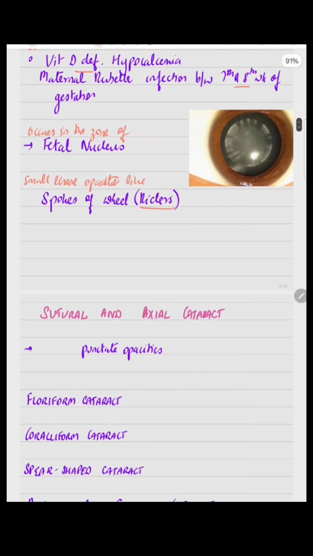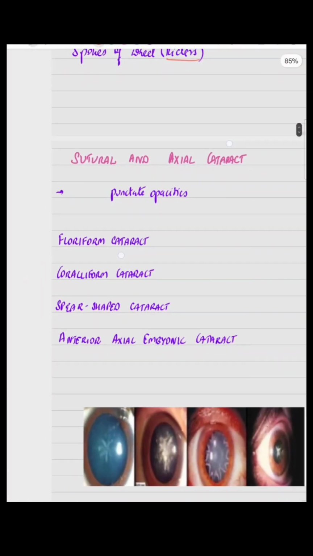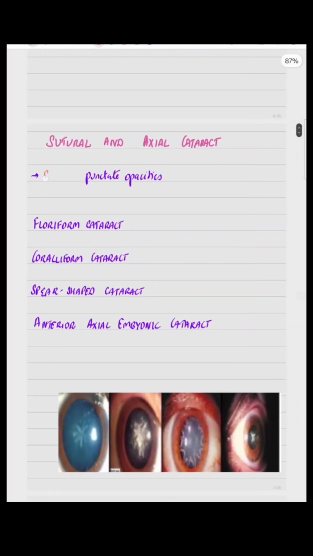Next is sutural and axial cataract. These are a series of punctate opacities scattered around anterior and posterior Y sutures. It is static, bilateral, and does not affect vision.